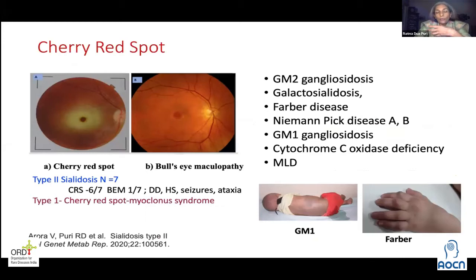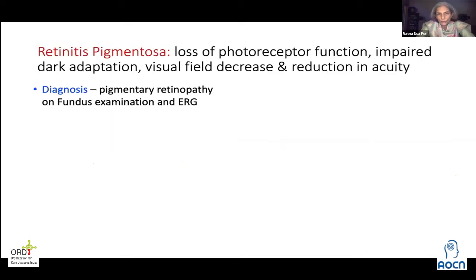Cherry red spot is something we are all very familiar with. This is in sialidosis. This is our collection of patients with sialidosis type 2. It is present in a majority of them, but of course in type 1, it is present in all of them. Along with the cherry red spot, if there are Mongolian spots, you would think of GM1. If you have nodules that are present over the joints and under the skin, you would think of Farber. If you have abnormalities in the MRI, it is GM2 gangliosidosis, so helping you make a diagnosis.